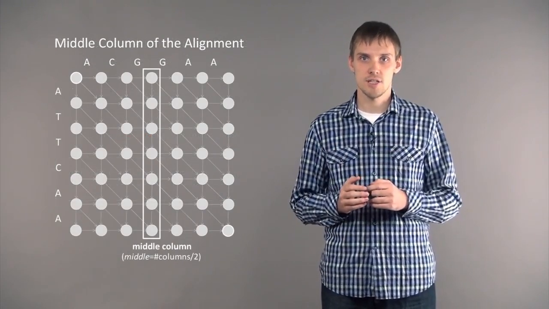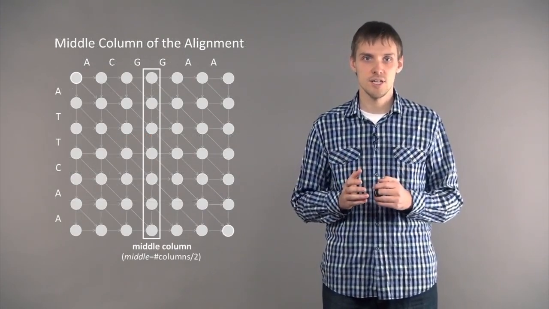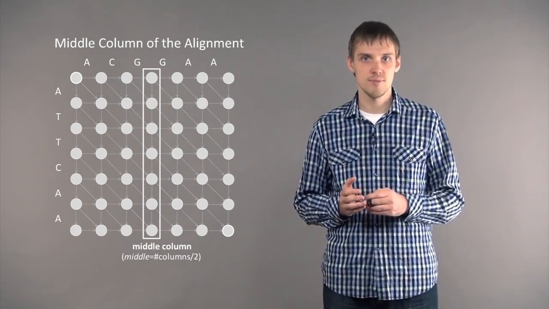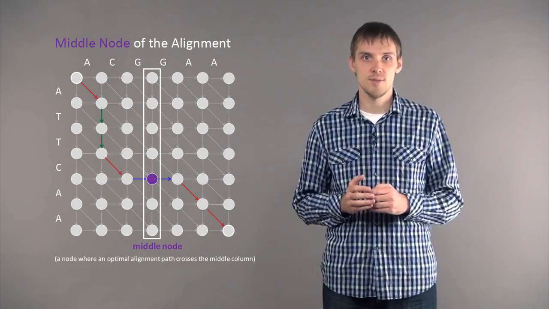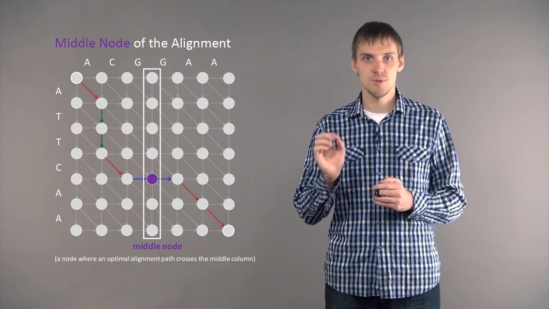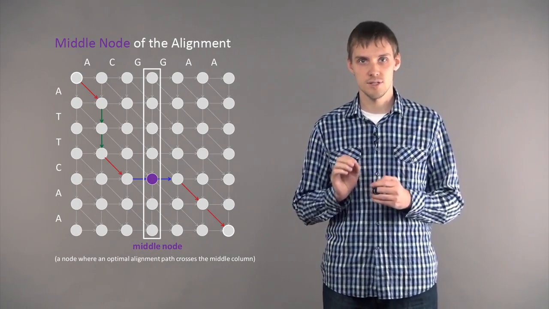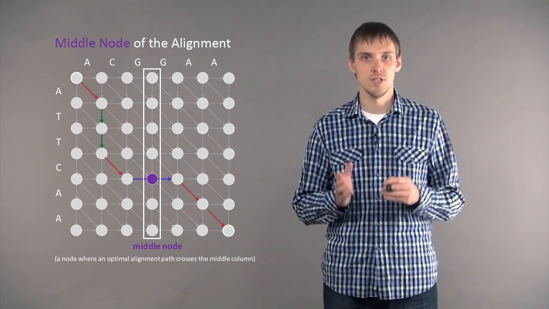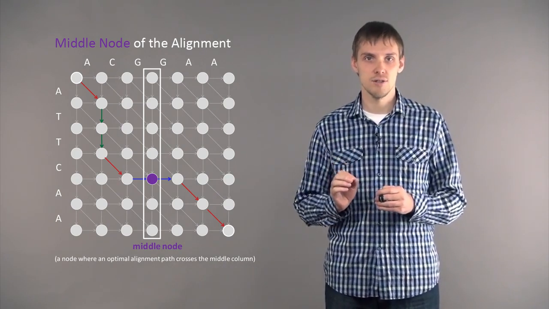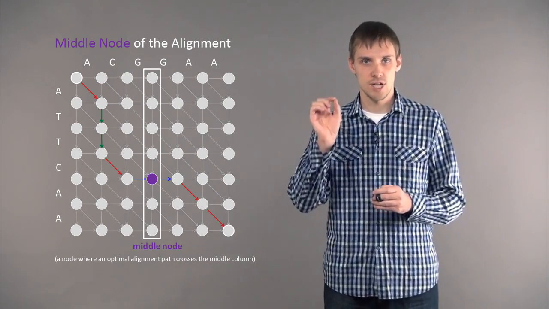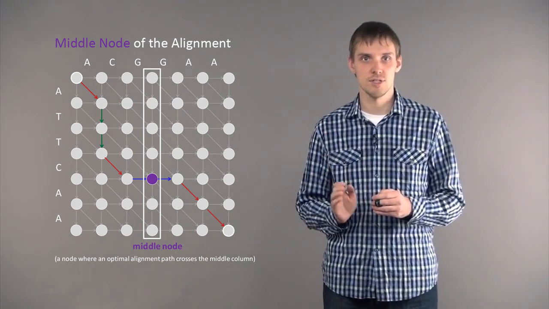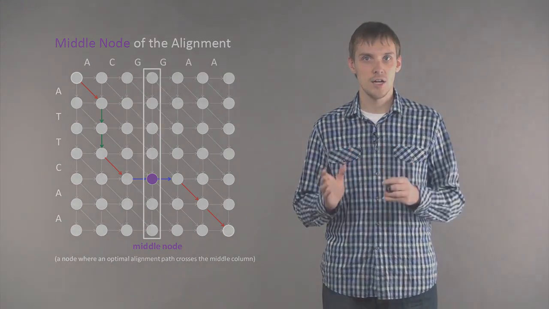Let's define the middle column of our Manhattan grid as the column in the middle, so it's quite simple, and we define the middle node in the Manhattan grid as the node where an optimal alignment path crosses the middle column. For example, in this grid we have this highlighted node as the middle node, because our optimal path goes through this node, and this node is in the middle column.